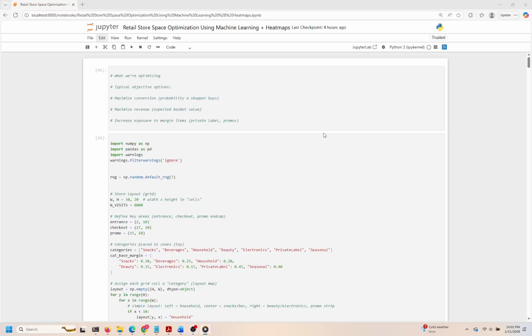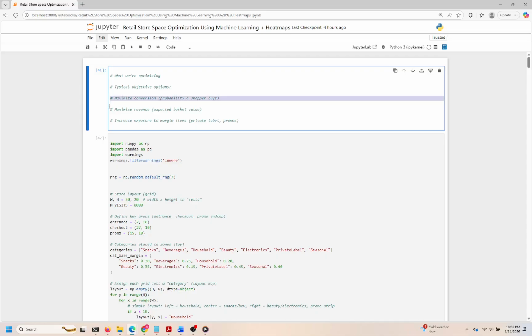Cell 1. In this cell, we're delving into the key objectives that drive our optimization efforts within a retail context. Understanding these objectives is crucial because they guide our strategies and influence decision-making, ultimately impacting the performance of our campaigns. We're considering three primary objectives here. First, maximizing conversion, which focuses on increasing the probability that a shopper makes a purchase.